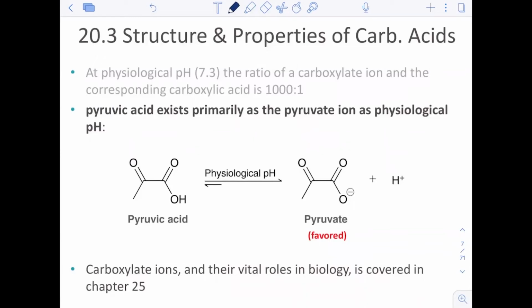Carboxylate ions and their role in biology is covered in Chapter 5, which we will not be working with, but it's just nice to know that we do have our own carboxylic acids in our body, and they have buffering capabilities because they are weak acids and can exist as a weak acid with its conjugate in solution. Another good example is the blood buffer that we have, right? Carbonic acid with bicarbonate.